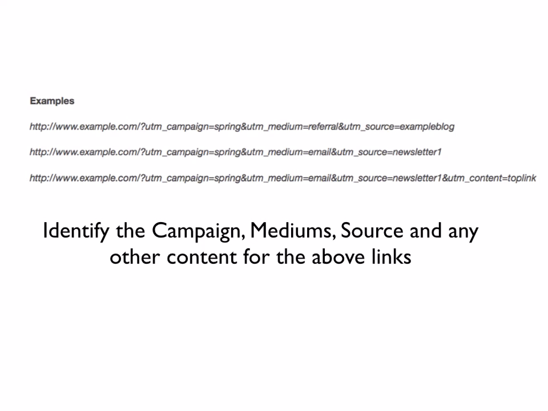Here are some examples of what a UTM looks like. It basically looks like a really long URL. Please take a moment and see if you can identify the campaign, the medium, the source, and any other content from the above links.